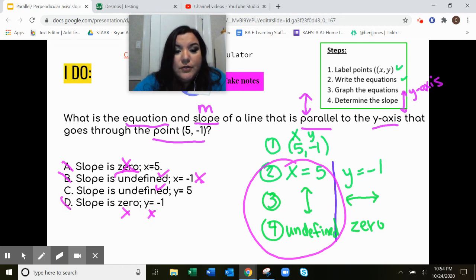So it should be answer choice C. I'm actually going to change this because it should be x equals 5. So our answer here is C.